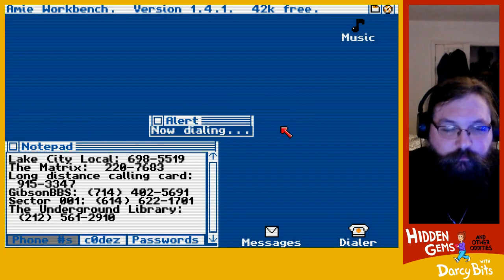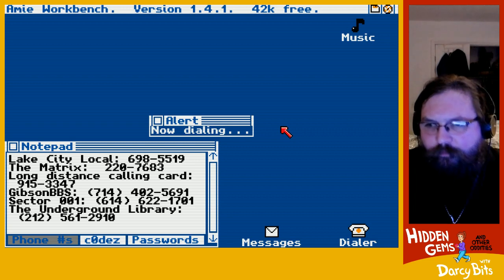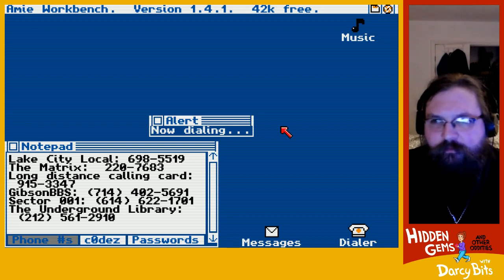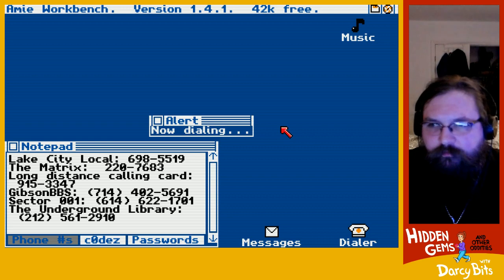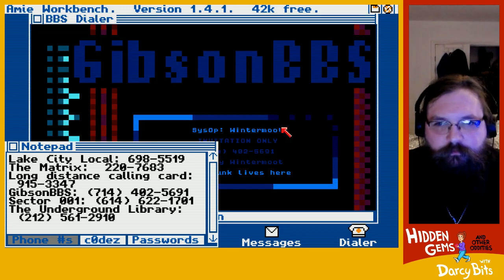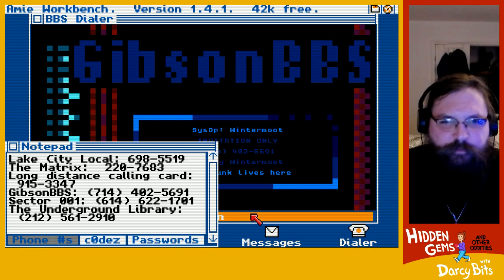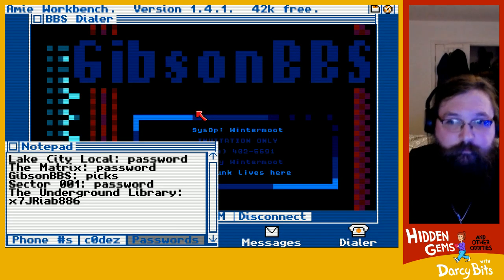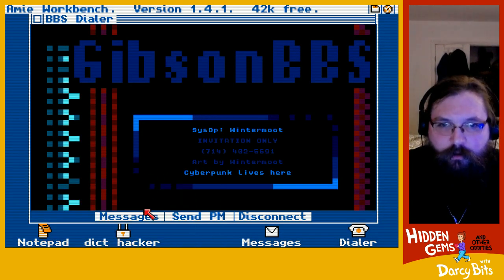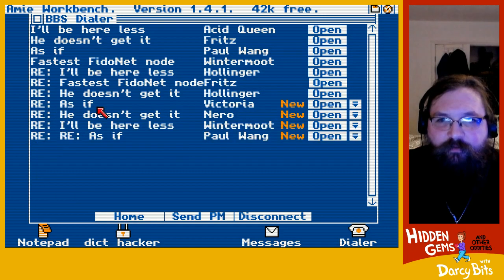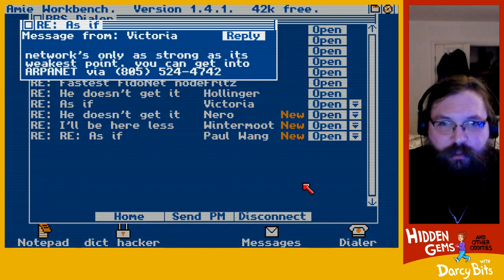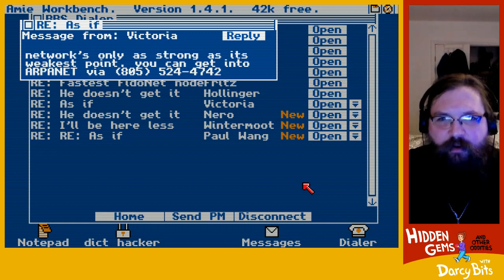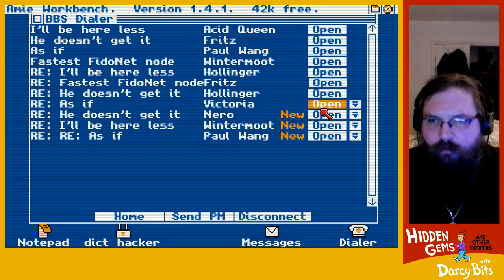714-402-5691. Alright, cool. It's Pix, right? Password packer Pix password library. Well, that's not the password, but you know what I'm saying. Pix. Alright. Reply Victoria. Network's only as strong as its weakest point. You can get an ARPANET via 805-524-4742.